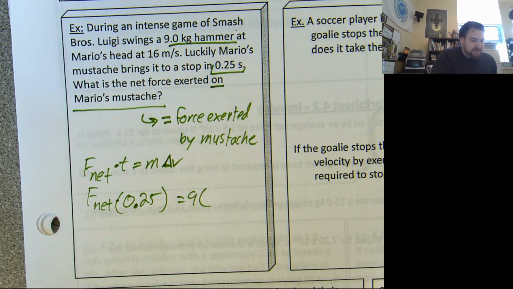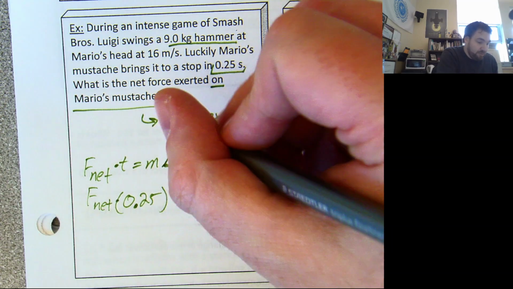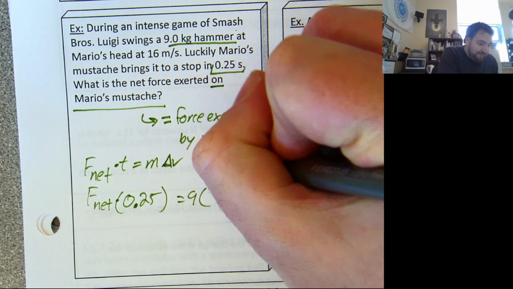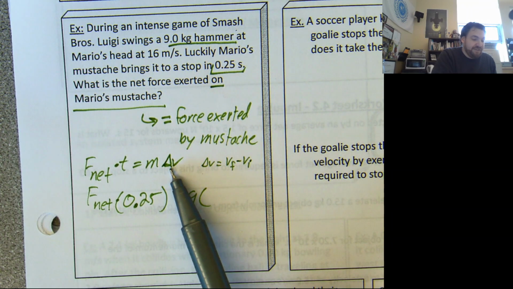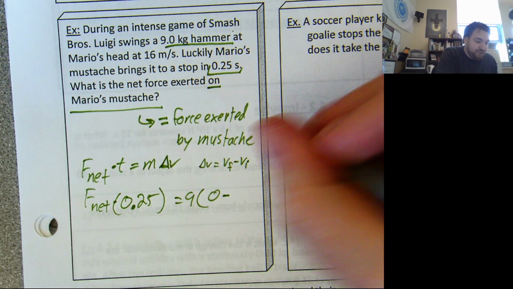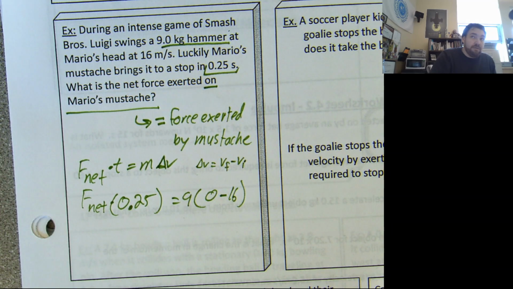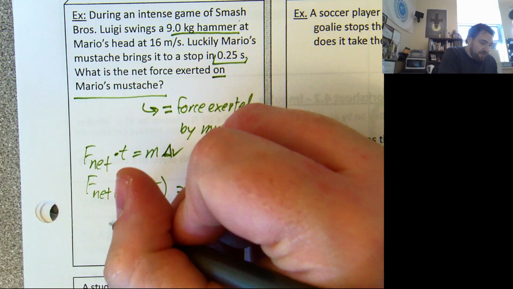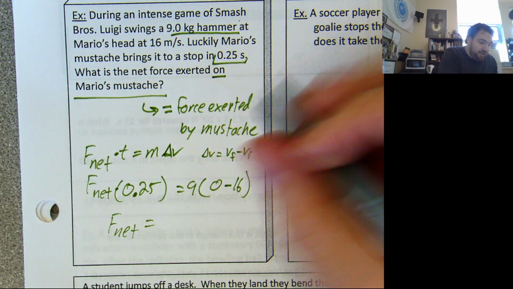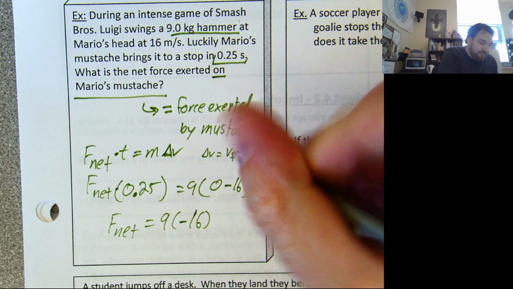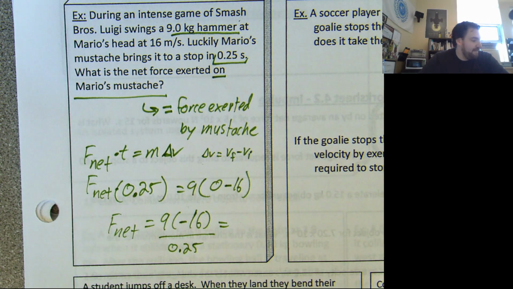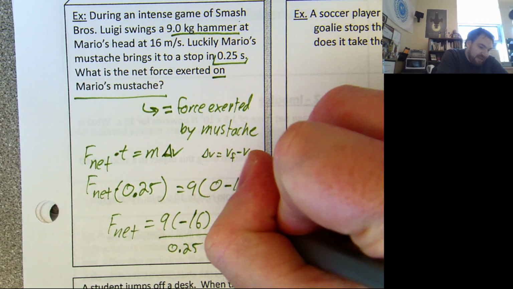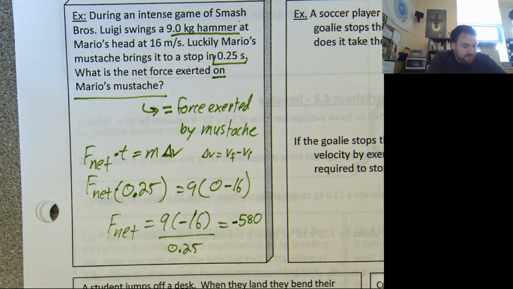Now, the change in velocity: the final velocity is 0. If you recall, delta V is V final minus V initial. So my delta V is going to be my final velocity of 0 minus my initial velocity of 16. So F net is just going to equal the mass of the hammer times negative 16 divided by 0.25. That number is going to be negative 580.